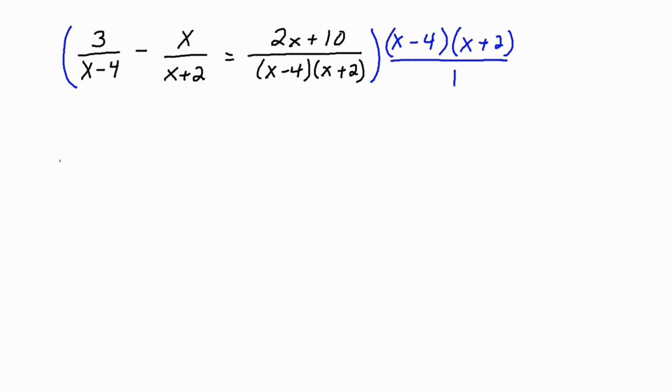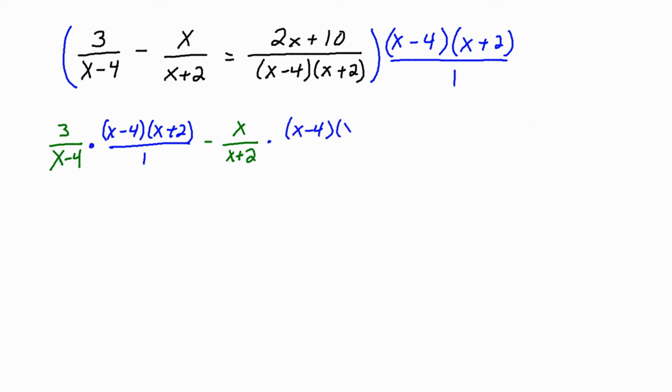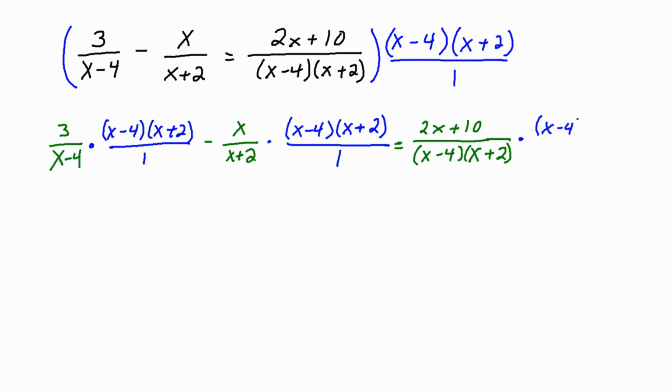Our next step is to eliminate our denominator. So we multiply the equation by the LCD, which means we have 3 divided by x minus 4 times x minus 4 times x plus 2 divided by 1, minus x over x plus 2 times x minus 4 times x plus 2 all over 1, equals 2x plus 10 divided by x minus 4 x plus 2 times x minus 4 times x plus 2 all over 1.